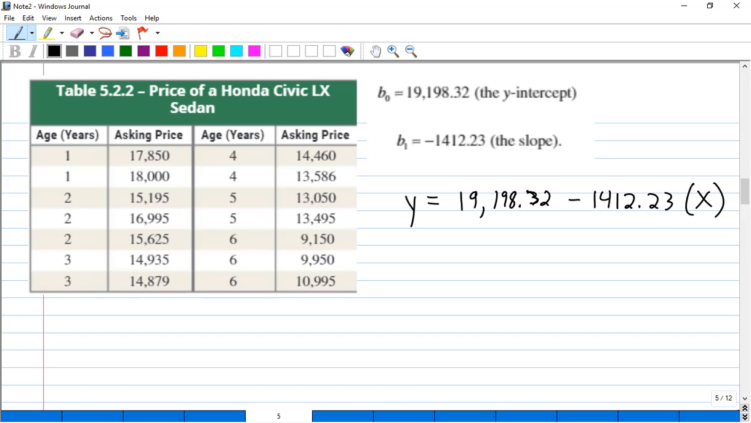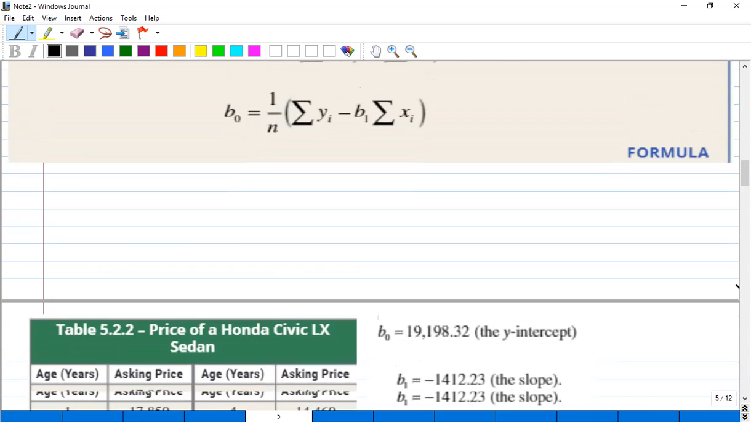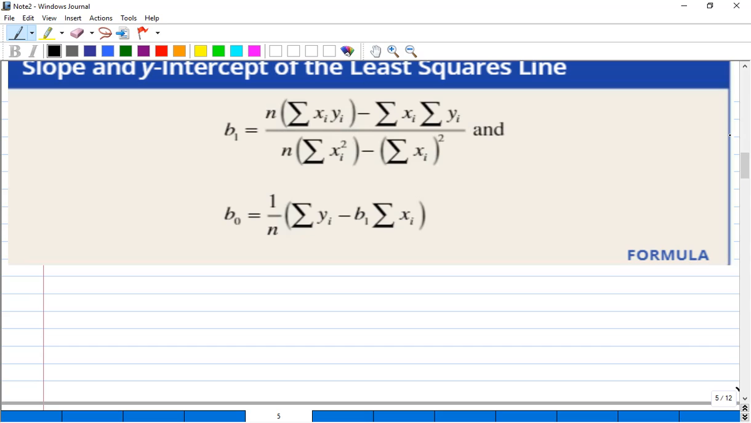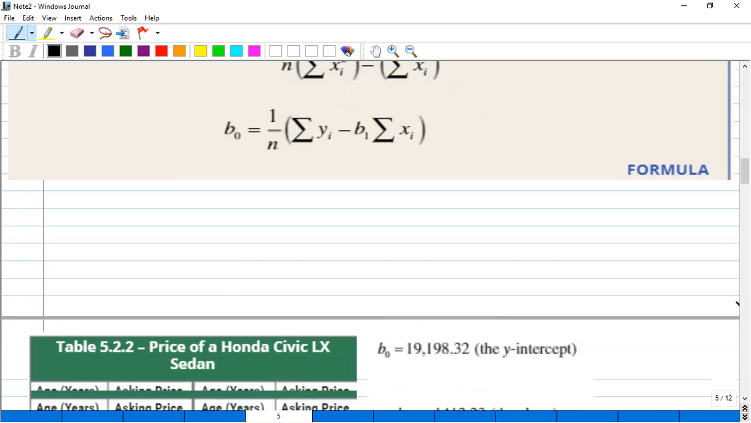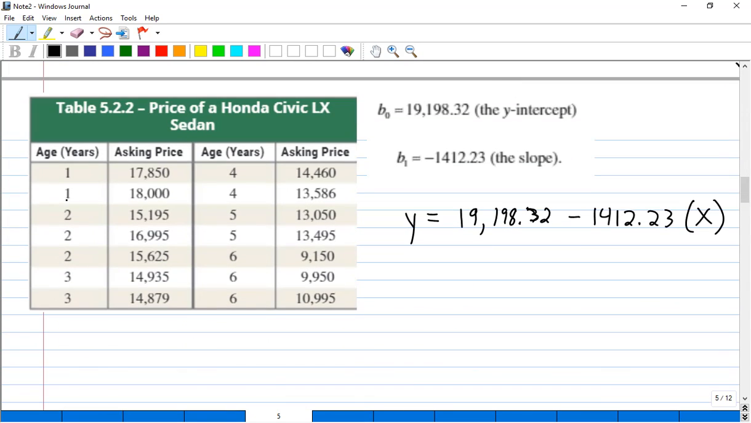Yes? So, in order to get those numbers, like the b sub 0 and 19,000 or whatever, you use the formula and you decide what to do? Yes. You would use these formulas or type it in your calculator or use Excel. But using these formulas with that many data values is going to take a little while. All right.